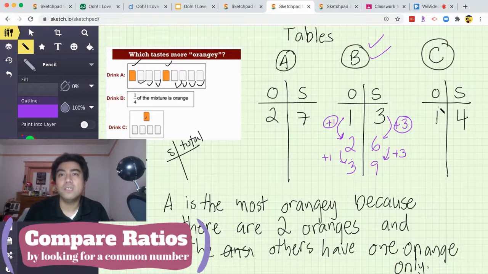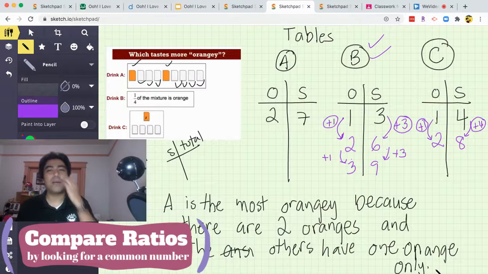All right, drink C. What do we know about drink C? We know that it's 1 orange for every 4 soda. So if I want to make more of the same drink, I'm going to add 1 orange for every 4 soda. Alright, let's do some math on this part here. 1 plus 1 is 2. 4 plus 4 is 8. And if I want to, I can keep on going and going. But I'm going to stop here.